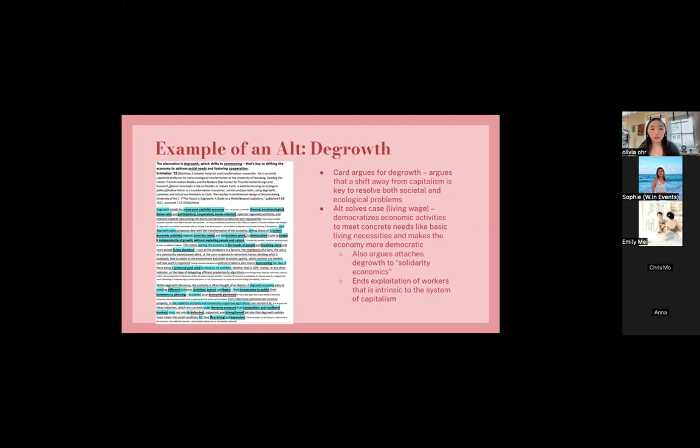And then it also provides uniqueness for impact turns of growth being bad. So the alternative gets rid of growth, meaning that this impact turn now has uniqueness. A lot of the times people struggle winning transition debates on degrowth. So if you read degrowth as a cap alt and you fiat it with political imaginaries, then you get a lot of access to these decent impact turns.